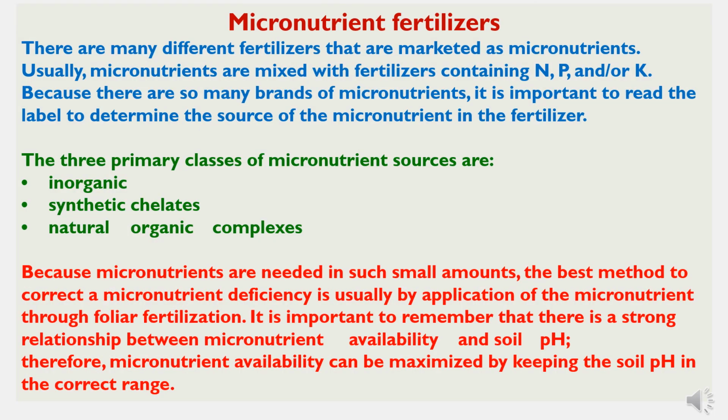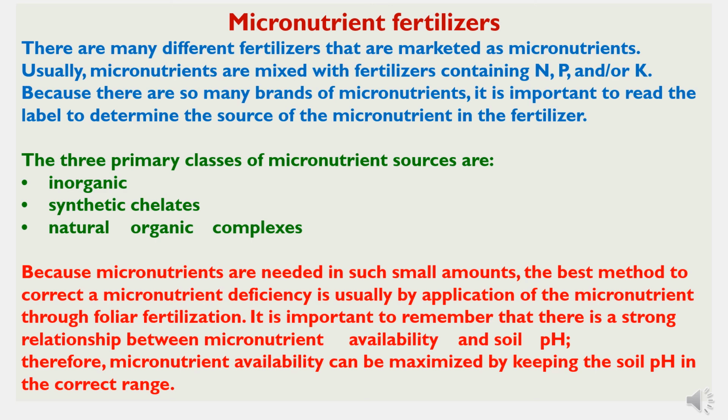Now we turn to micronutrient fertilizers. There are many different fertilizers that are marketed as micronutrients, which are needed by the crop in very small amounts. Usually micronutrients are mixed with fertilizers containing nitrogen, phosphorus or potassium. Because there are so many brands of micronutrients, it is important to read the label to determine the source of the micronutrients in the fertilizers.